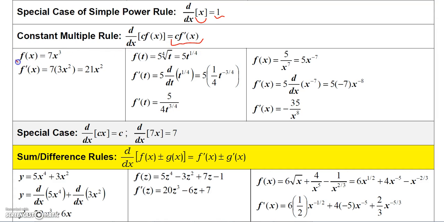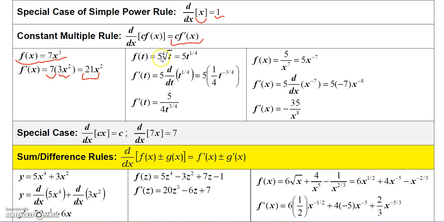If I want to take the derivative of the function 7x cubed, then that's just going to be the constant 7 times the derivative of x cubed. To get the derivative of x cubed, I'll use the power rule, and the derivative of x cubed is 3x squared. Then just multiply the 7 and 3 together and get 21x squared.